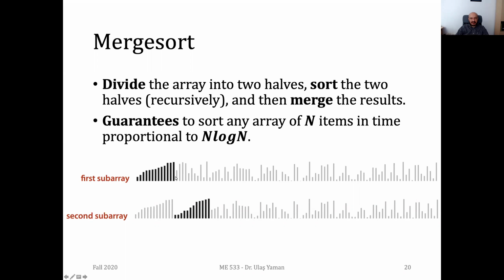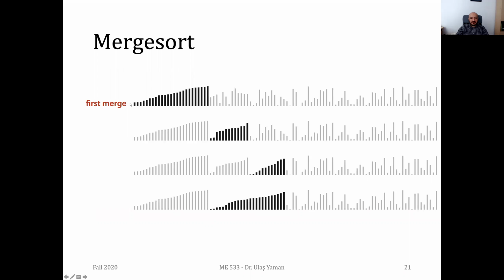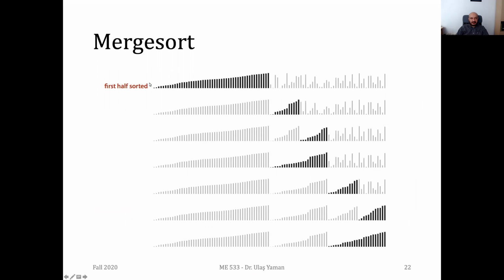Once you have these sub-arrays, you do the ordering. So this is a sorted sub-array, and we do it for the second one. Then we do a merge operation. The third sub-array and fourth sub-array, we sort them separately and then merge them. Then we merge these two larger sub-arrays. So this is the first half, and it's now sorted. Then we do the same operations for the second half.